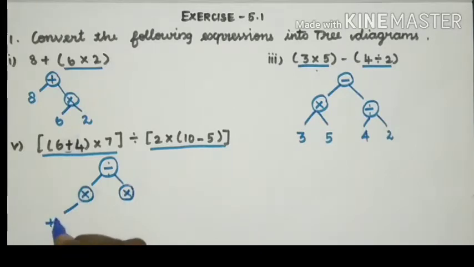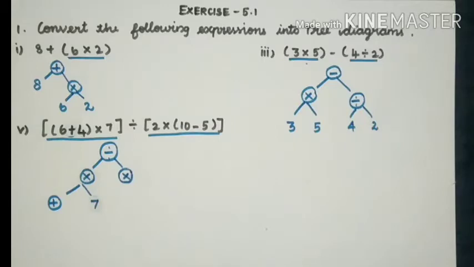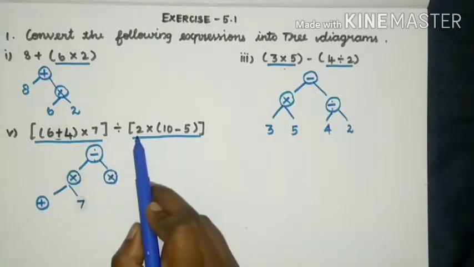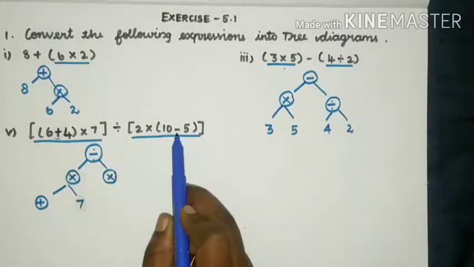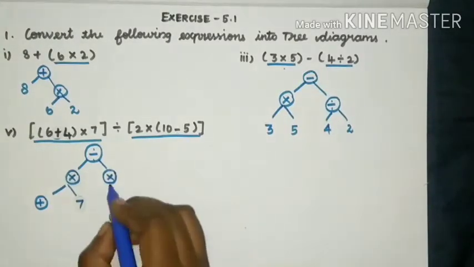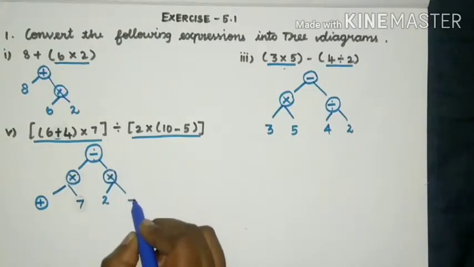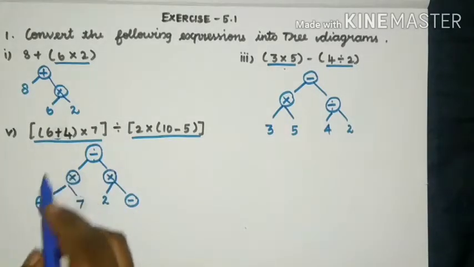First you have to write addition symbol here and then you have to write the number 7 here. In the second term, which two numbers are multiplied here? 2 and 10 minus 5. In the bracket, 10 and 5 are connected with the operation minus. So first you have to write the number 2 and then minus operation, that is subtraction. Here which two numbers are added here? 6 and 4.